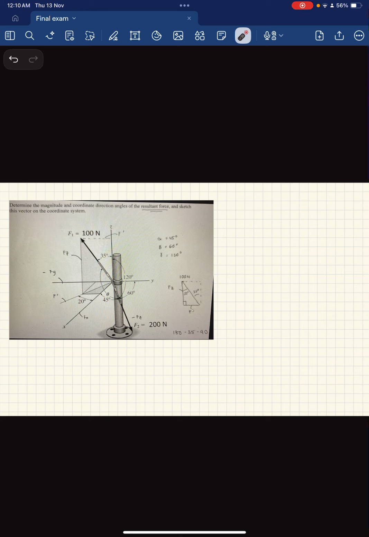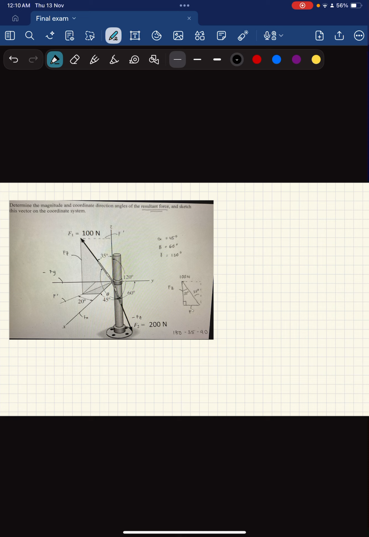All right. So this is from another question that one of your friends has sent to me, and we'll have a look at it. Okay. So let me just underline this better. Sorry about that. So we have to determine the magnitude and the coordinate direction angles of the resultant force and sketch this vector on the coordinate system.